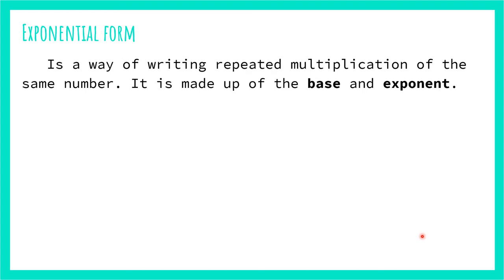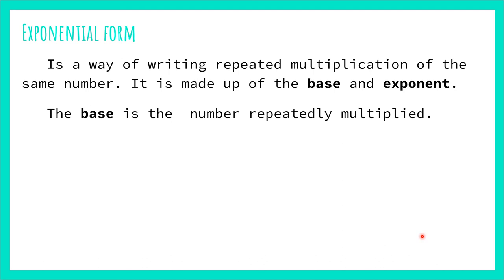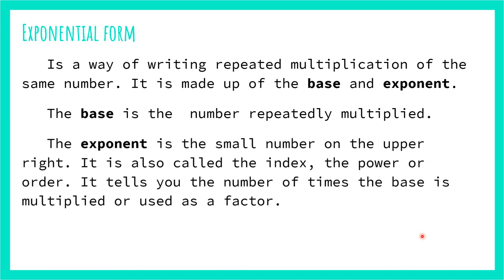So, this is just another way of writing down numbers. Instead of writing the numbers repeatedly or multiplying the numbers repeatedly, gagamitan mo lang ng exponential form. So, it is a way of writing repeated multiplication of the same number. It is made up of the base and exponent. So, tandaan, it has only a base and exponent, and the base is the number repeatedly multiplied, or it is the factor repeatedly multiplied, and then the exponent is the small number. Tandaan, it's the small number, ha, yung exponent on the upper right.